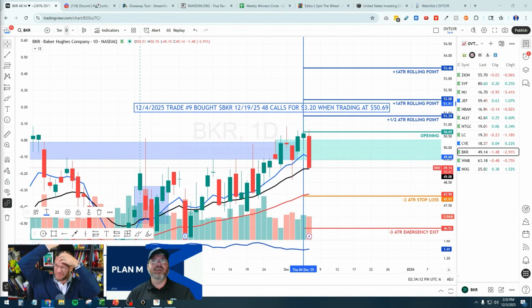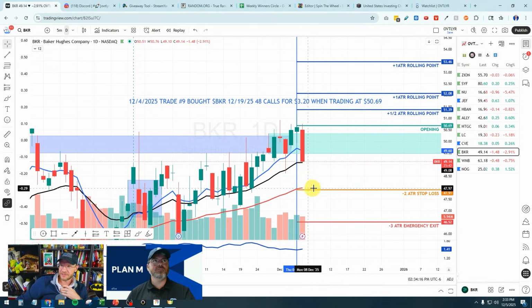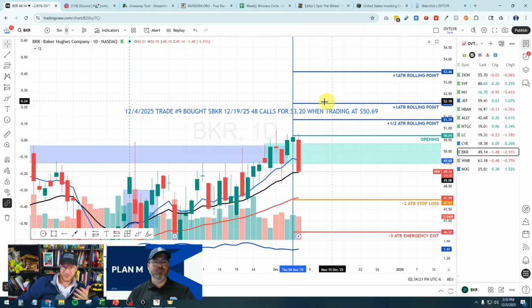Okay, so looking at BKR, I don't see an exit signal in place because it's not hitting my stop loss point. The 10 is still crossed over the 20, and I don't have any order blocks in the way. Don't have a sell signal, so BKR stays on. That's it. No stress. Like literally no stress.